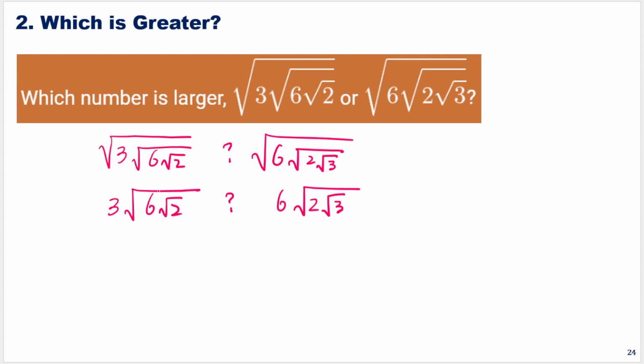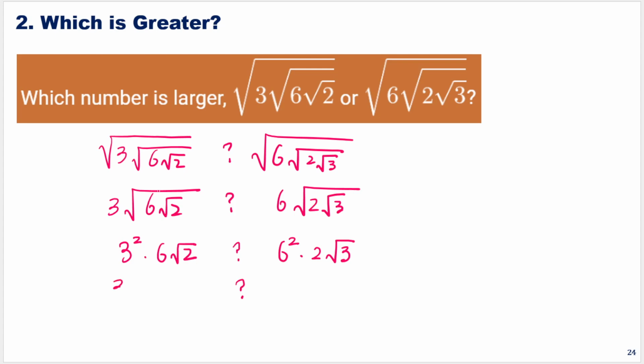Still more radicals to get rid of, so we square again. Again, this does not change the direction of the inequality sign, right? So the left side simply becomes 3 squared times 6 square root 2. And this becomes 6 squared times 2 square root 3, right? And we do that one more time. Again, this does not change the direction of the inequality sign.